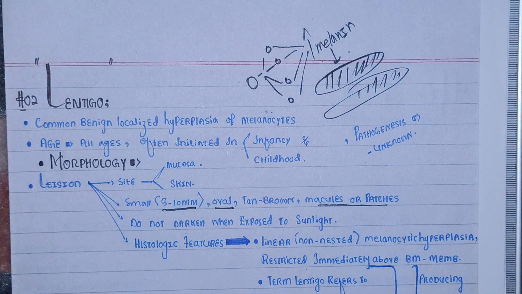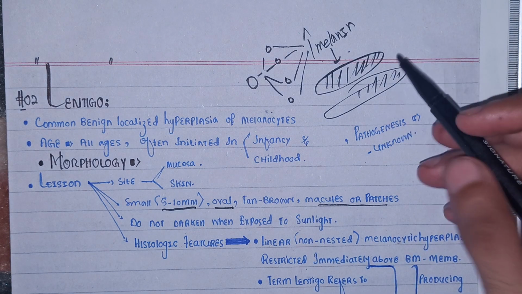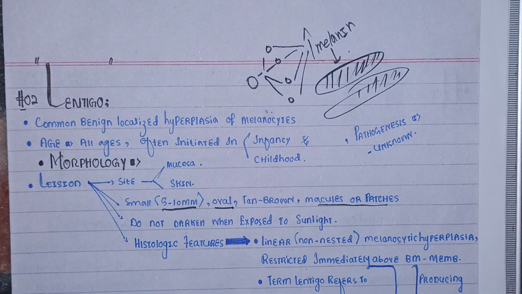Also, they are not dependent on sunlight. They do not darken when exposed to sunlight. They appear the same whether you are sitting comfortably in an AC room or out in the sun; they remain the same. If you remember, in case of freckles, the lesion got darker when you went out in the sun, and when you sat comfortably in the AC room, the freckles used to fade. This is the difference between freckles and lentigo.